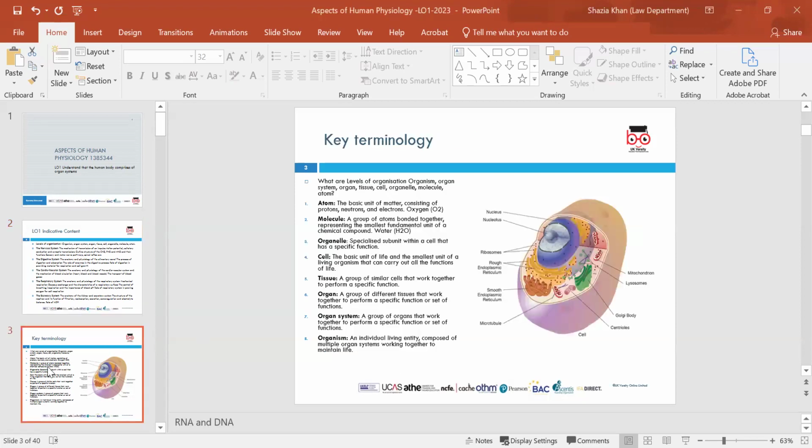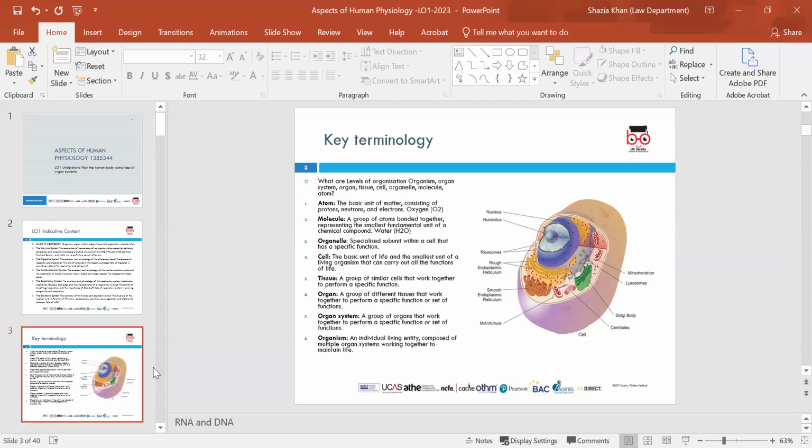We then go on to the key terminology. We look at the levels of organization: organism, organ systems, organ, tissue, cell, organelle, molecule, and atom. Atoms are the first one, which make up molecules. Molecules make up cells, and cells make up tissues. Two or more kinds of tissues working together make an organ of the body.